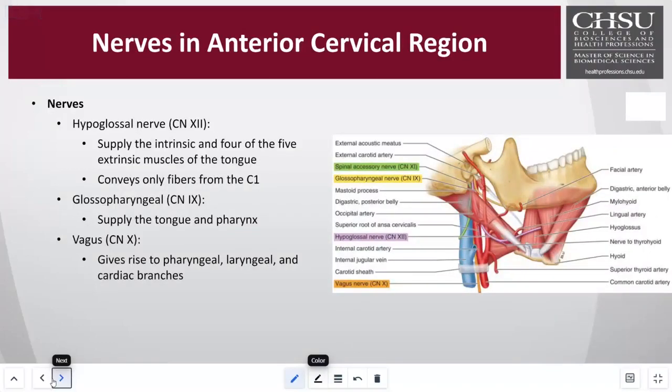Okay, so as far as nerves go, this is where we revisit the cranial nerves, right? So you remember the mnemonic that we shared. We talked about motor or sensory or both, and also the names of those nerves. So over here, the key nerves include the hypoglossal. We've talked about this a few times today. Cranial nerve number 12 supplies the intrinsic muscles of the tongue and also directly comes from C1. Glossopharyngeal, number 9, is supplying the tongue and the pharynx region, and then, of course, vagus. That gives rise to your pharyngeal, laryngeal, and cardiac branches. Okay, so those are the 3 key cranial nerves that will have passages through the anterior cervical region.